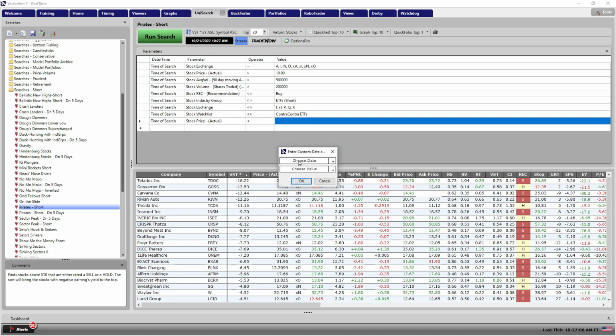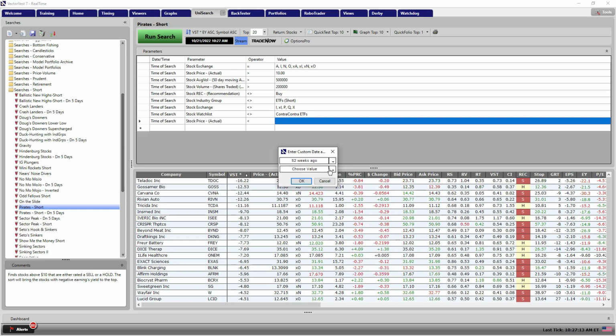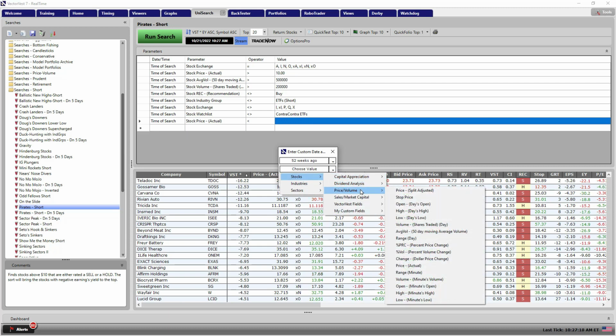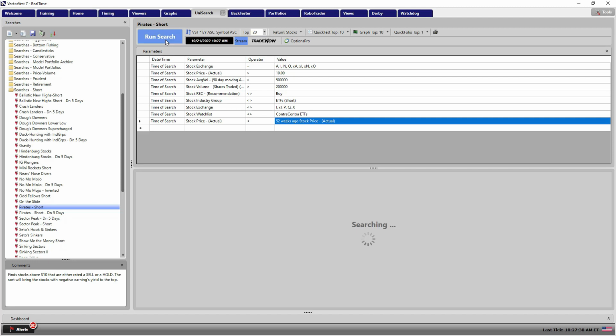And we'll choose the date as 52 weeks ago. And under value, I'll simply just choose stocks, price, and price actual. Okay? Now, you can also use price split adjusted if you're worried about splits as well. I found that in most cases it doesn't matter to the scans that I use. Now, let's go ahead and run that search and take a look at some of our results.